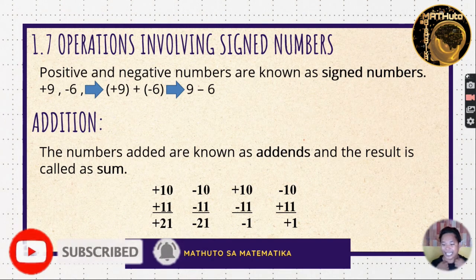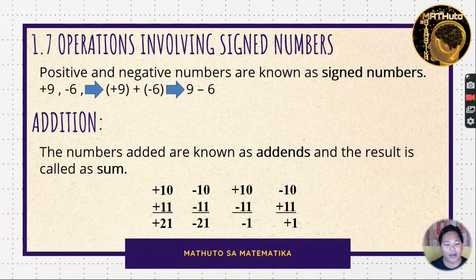So you have seen our way on how we are going to add signed numbers. I'll repeat. If we have the same sign, we just add and copy the sign. If the signs of the two numbers are positive, the sign of the sum is also positive. If we have two negative addends, the sum is also negative. But if we have different signs for our addends, we subtract and copy the sign of the bigger number.